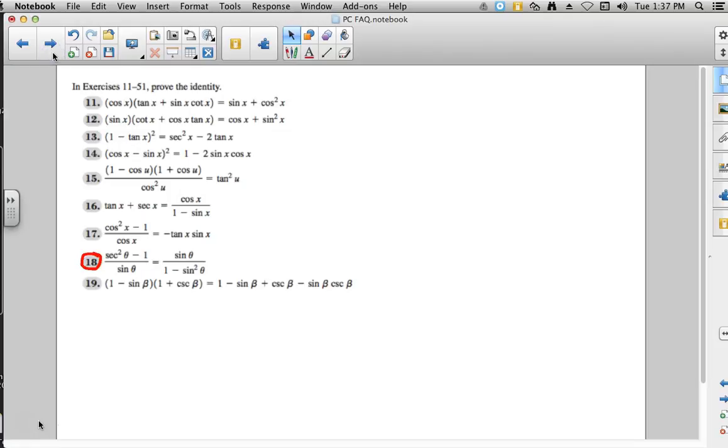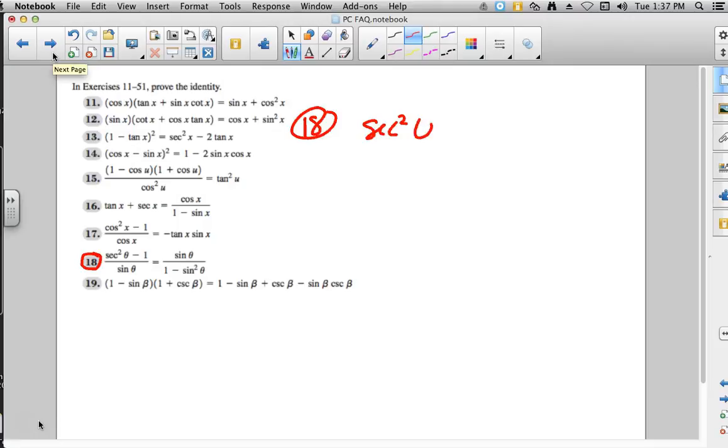Number 18 is another kind of interesting little problem. With number 18, we're going to take secant squared theta minus 1 over sine of theta, and we are going to get sine of theta over 1 minus sine squared theta. All right, so first thing I thought was secant squared theta minus 1. That comes from one of our Pythagorean identities, and that is actually tangent squared theta.